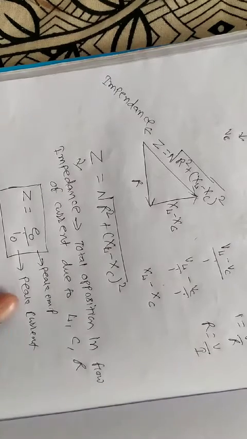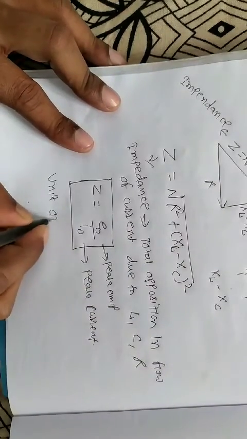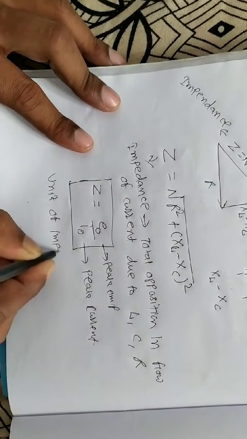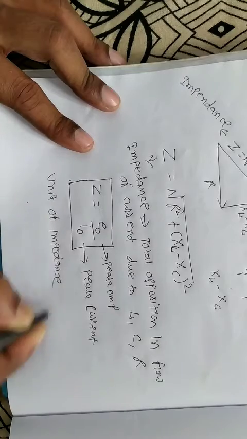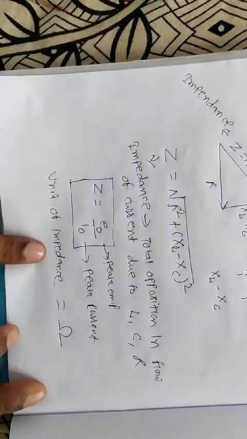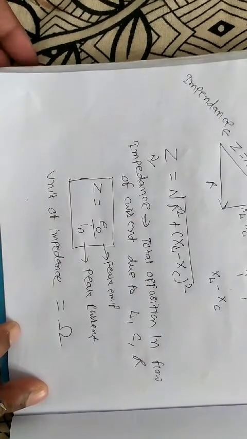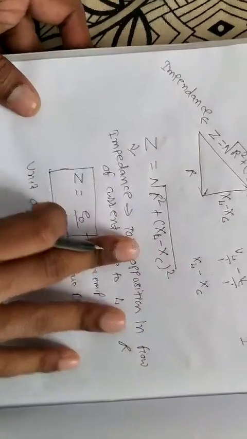What will be the unit of impedance? The unit of impedance will be ohm, because impedance is also effective resistance. What is the unit of resistance? Ohm. Now understand this.